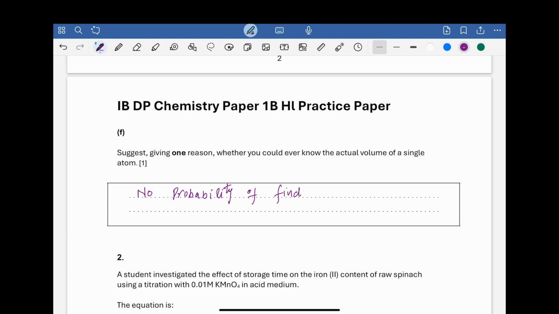Probability of finding an electron is low. Some people can say yes, and bond length can be measured by microwave, so there is a range of answers. So simple: no, the probability of finding the electron is low.